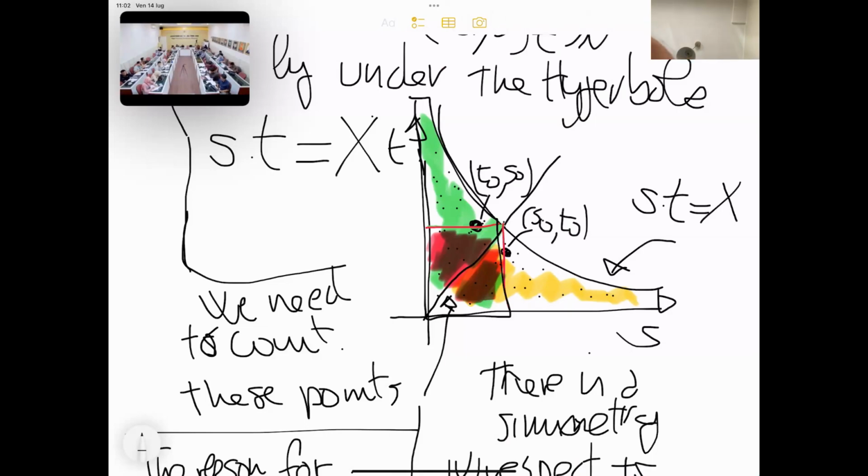So I have a little question for you. What are the coordinates of this point here? Well, the coordinates of this point is the point in which s times t is equal to x. So the coordinates of this point are the square root of x times the square root of x, right? This is that point here. So now I have everything to set up explicitly my sum.